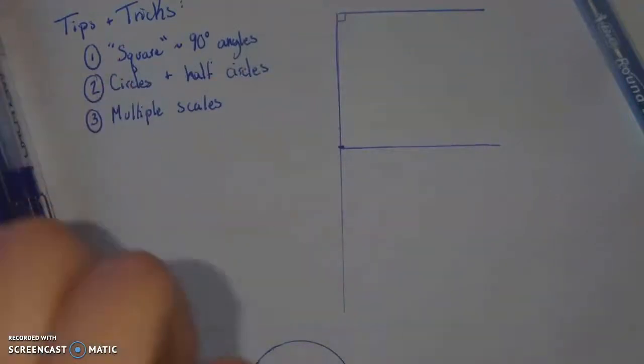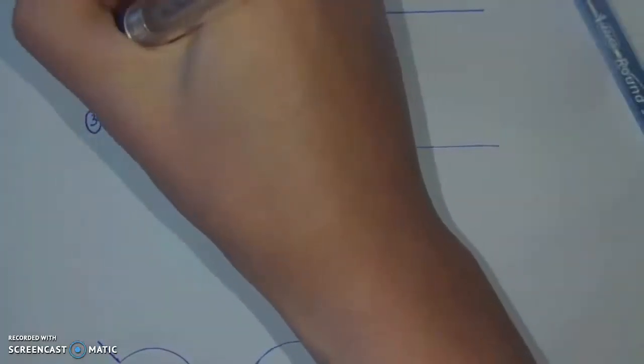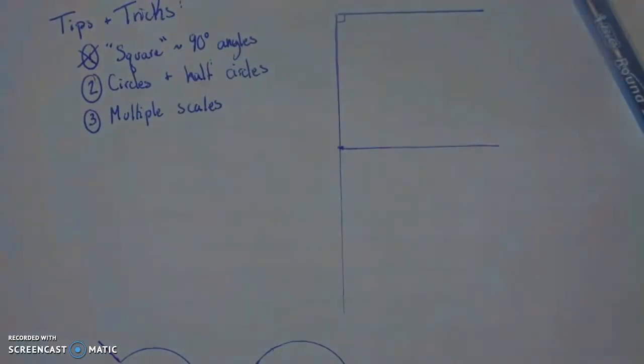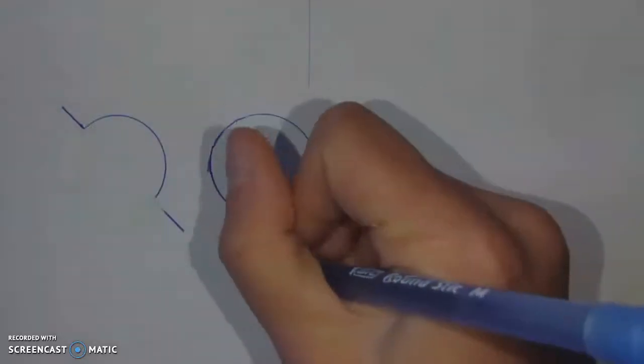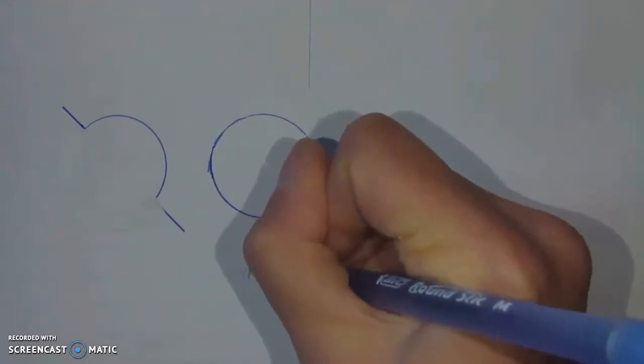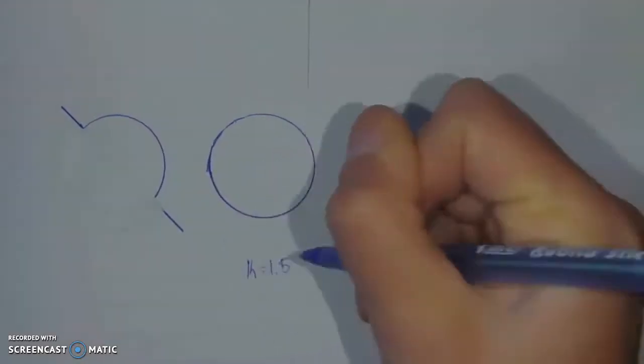Now let's go to our second thing, and that is doing circles and half circles. Let's say that you need to transfer over a circle. You're working with a K value of, let's do 1.5. And we're going to start with a half circle.